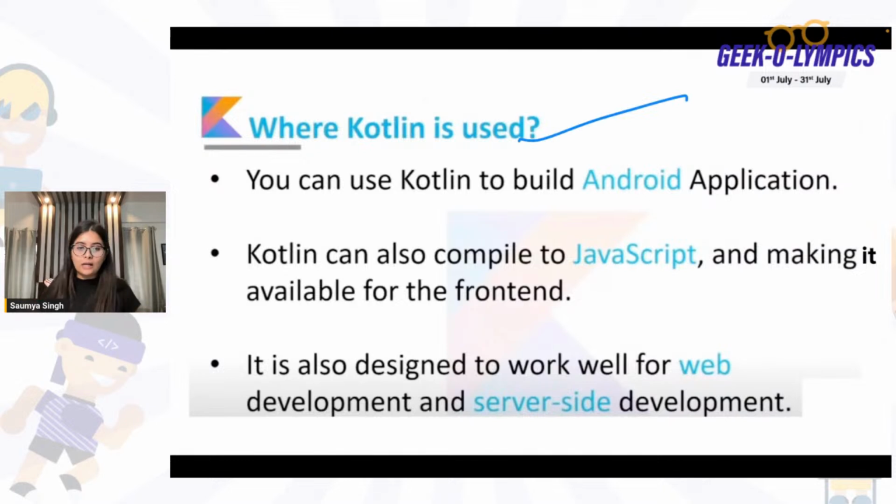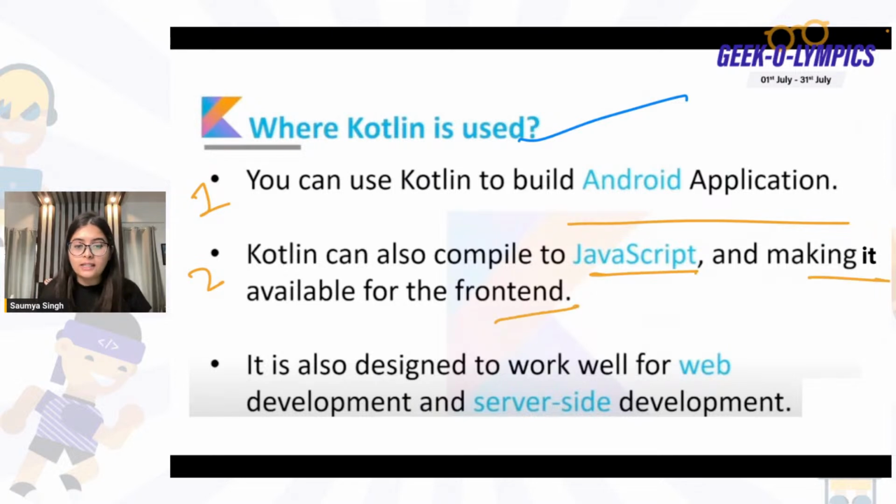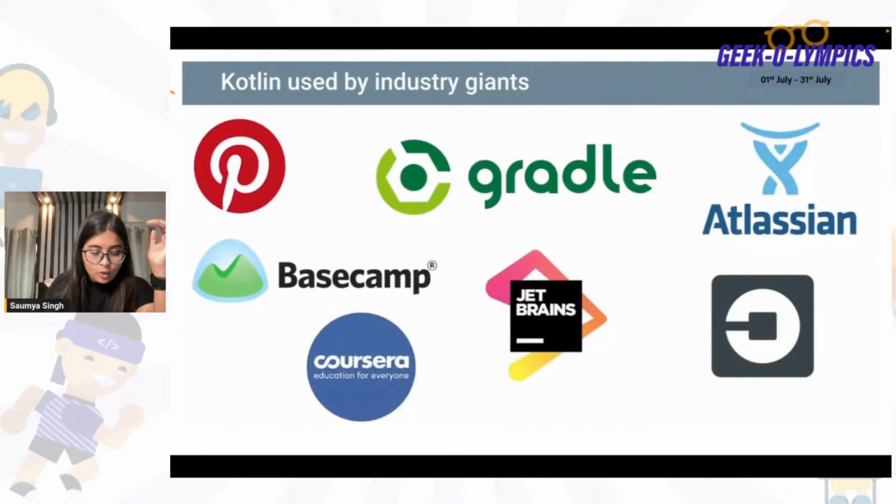So where is Kotlin used? Number one, you can use Kotlin to build Android applications. Number two, Kotlin can also compile to JavaScript, making it available for the front end. Okay, and it is also designed to work well for web development and server side development. Kotlin is used by many industry giants as well, like Atlassian, JetBrains, Basecamp, Pinterest.